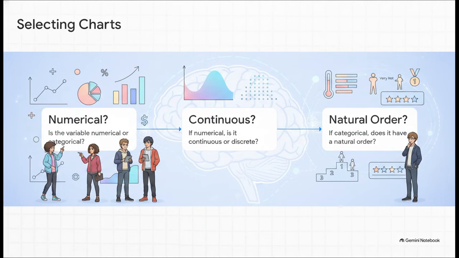So you might be wondering, how do we memorize all of this? Well, you don't have to. Whenever you're building a dashboard or throwing together a presentation, always just ask yourself these 3 sequential questions to narrow down your options. Step 1, is the variable numerical or categorical? Step 2, if it's numerical, is it continuous or discrete? And step 3, if it's categorical, does it have a natural order?